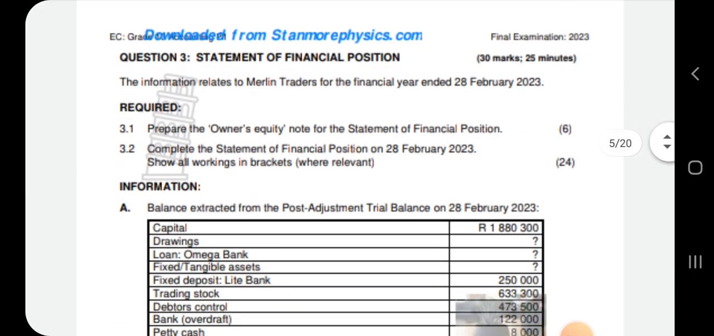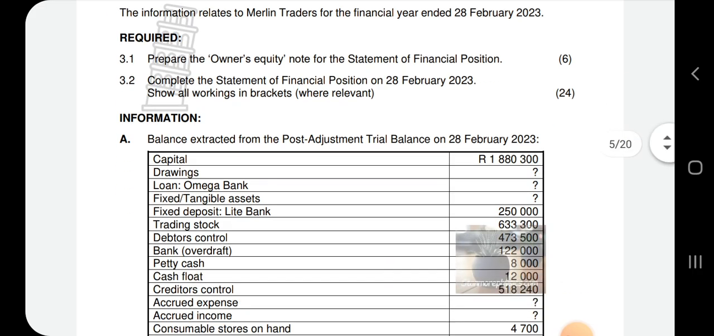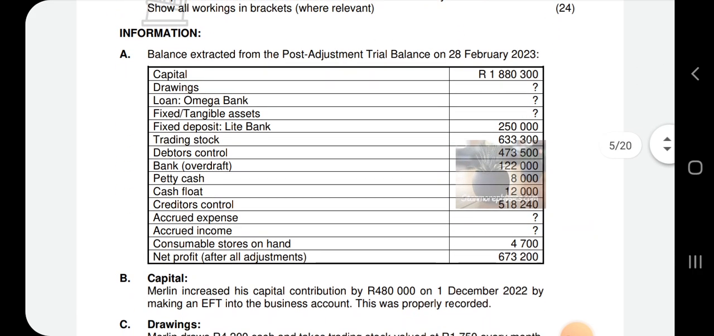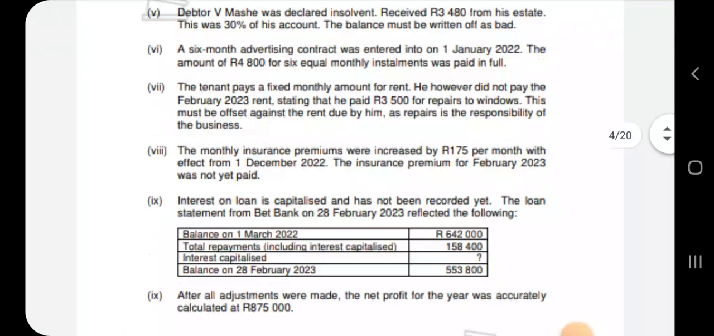And then we have question 3, that is statement of financial position. The information relates to Merlin Traders for the financial year ended 28 February 2023. We're going to prepare the owner's equity note for the statement of financial position and then complete the statement of financial position on 28 February 2023. Show all workings in brackets where relevant. So this is a post-adjustment trial balance.